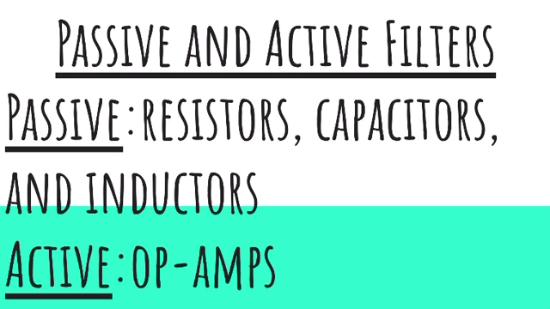Next, let us discuss passive and active filters. Filters can be placed in two categories. Those are called passive or active. Passive filters include only passive components like resistors, capacitors, and inductors. In active filters we have an operational amplifier in addition to the resistors and capacitors, but not inductors. Sorry, in active filters we don't have inductors.